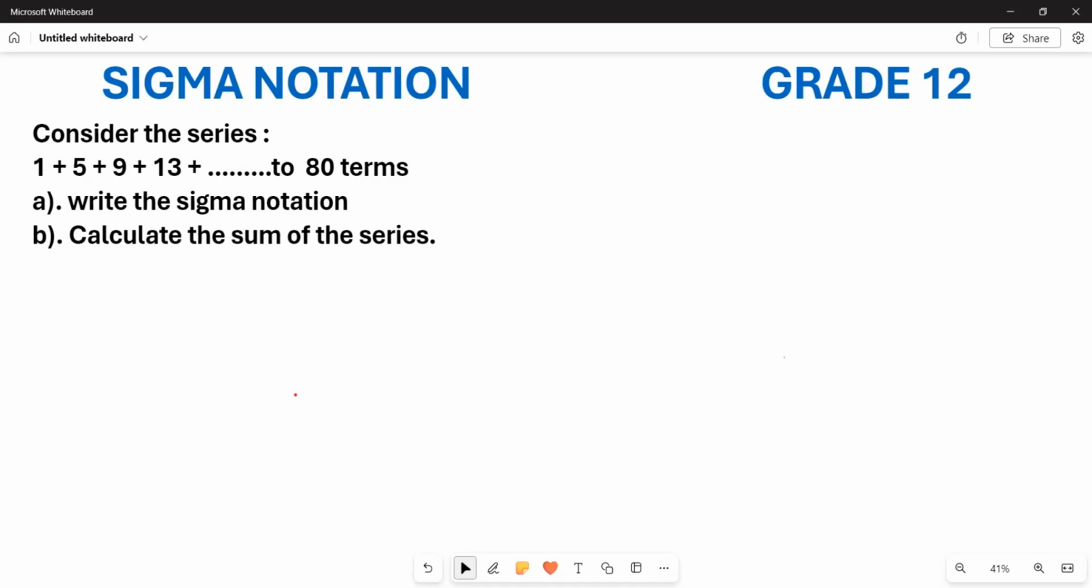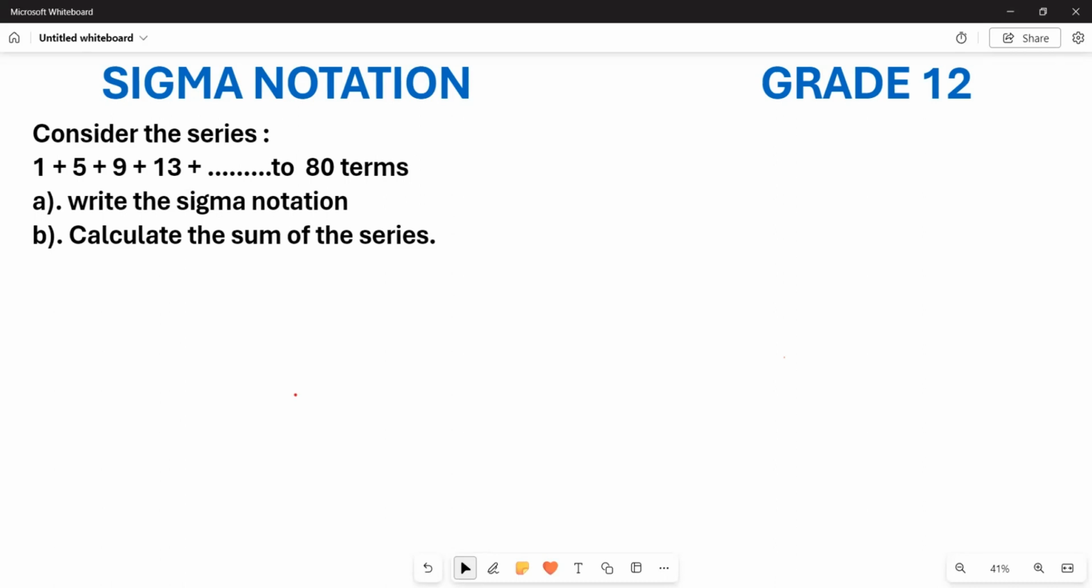Now, what we are looking at, basically, is sigma notation, and we are going to be learning how to write our sigma notation. That is the first thing that we are going to be doing in here. So the first question requires us to write down the sigma notation.